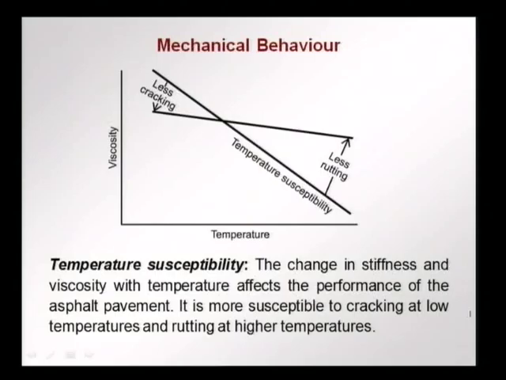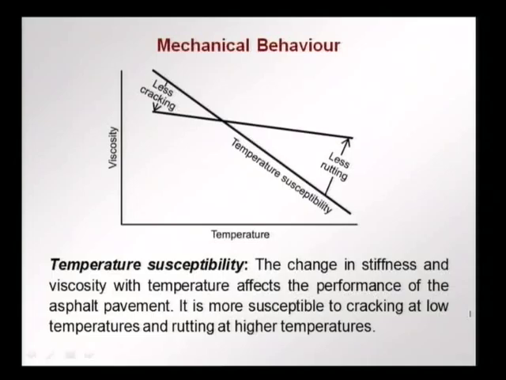We find that in general an asphalt pavement is more susceptible to cracking at lower temperatures and rutting at higher temperatures, because at lower temperatures what happens, the stiffness increases, the material becomes harder, and when there is some subsidence of the subbase or fatigue induced stresses, there can be cracks developing at lower temperatures. Now at higher temperatures what happens, the viscosity decreases, the material becomes more flexible, and due to traffic there can be plastic deformations occurring and resulting in rutting.